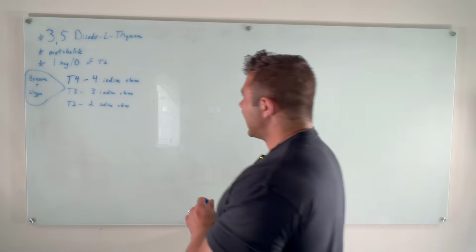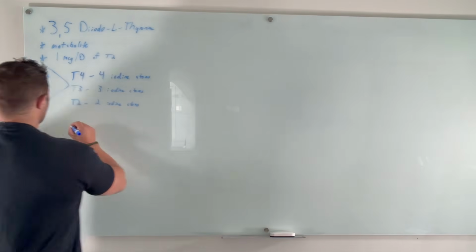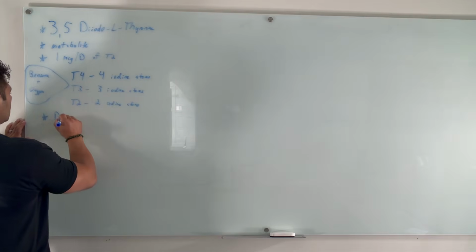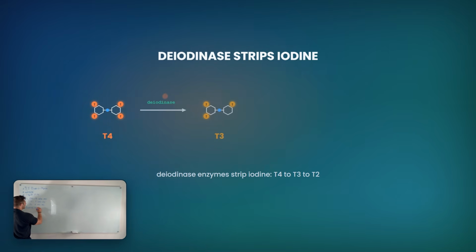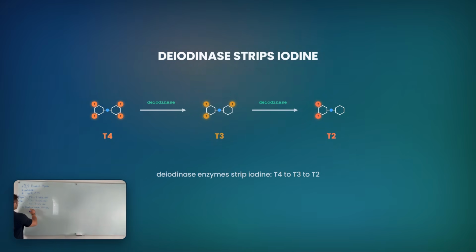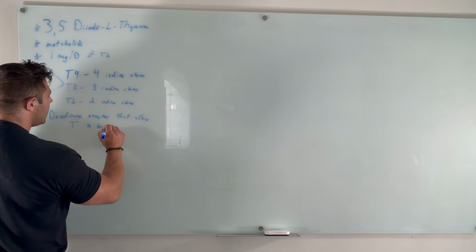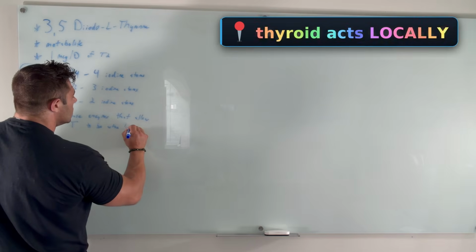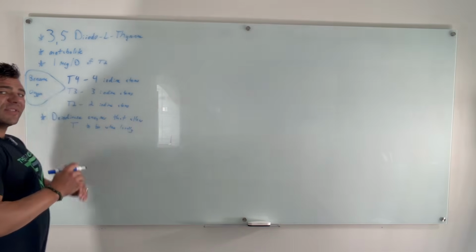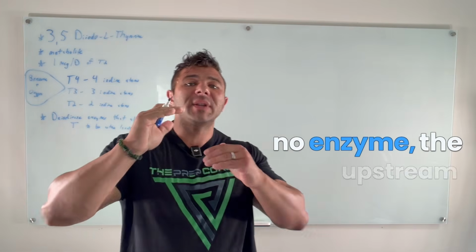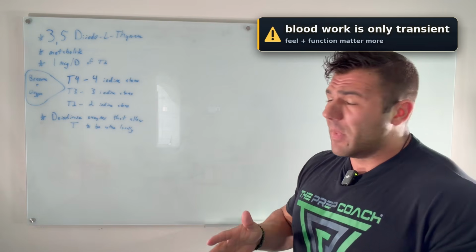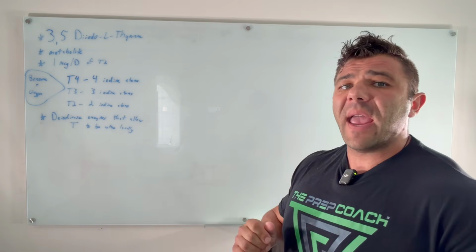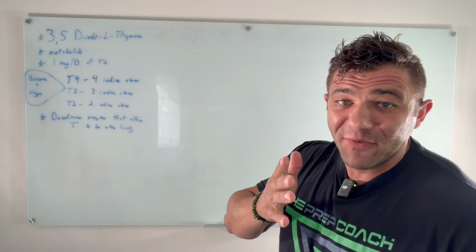So let's talk about that again really quick. If we look at T4, it's these deiodinase enzymes that allow thyroid to be active locally. So if you do not have the underlying enzymes, the upstream hormone cannot work. So again, let's say on blood work, and this is why blood work is transient and only matters so much and really matters for you. If you have a T4, actually, you know what? The level doesn't even matter because we can't even talk about that.